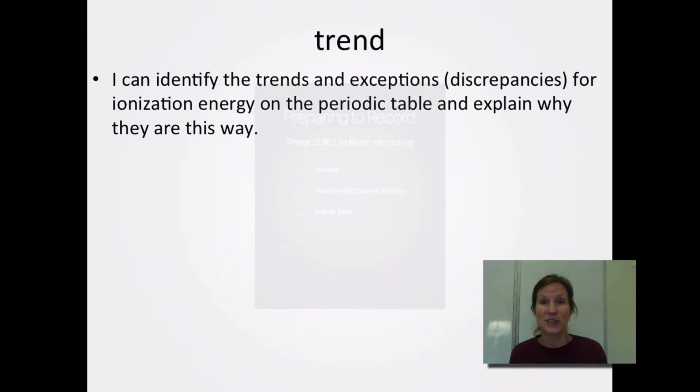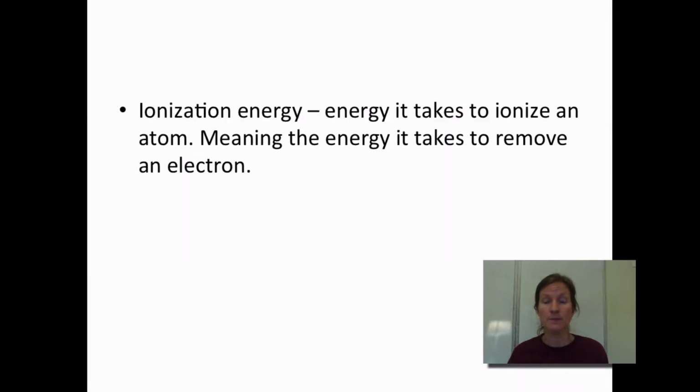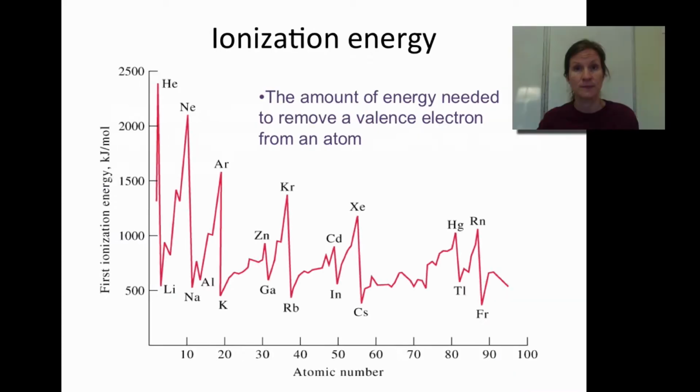This video will focus on the trend for ionization energy, both what the trend is, why it is that way, and how to explain the discrepancies within the trend. So a reminder, ionization energy is the energy it takes to remove an electron from an atom. Specifically, we're looking at the first ionization energy, so the energy associated with removing the first electron.